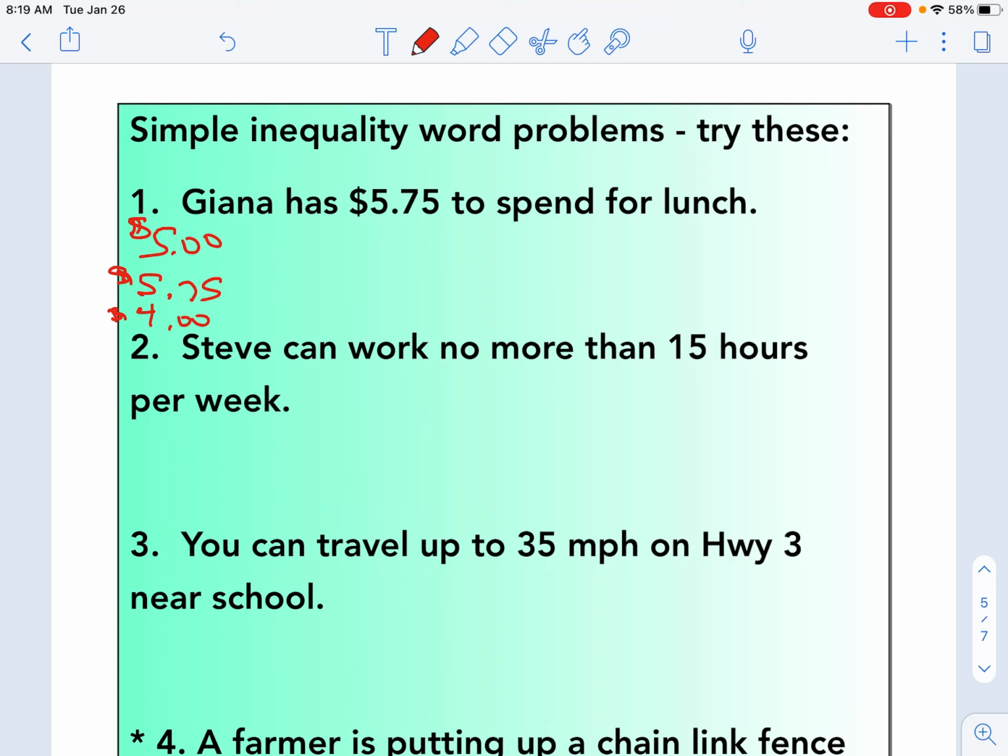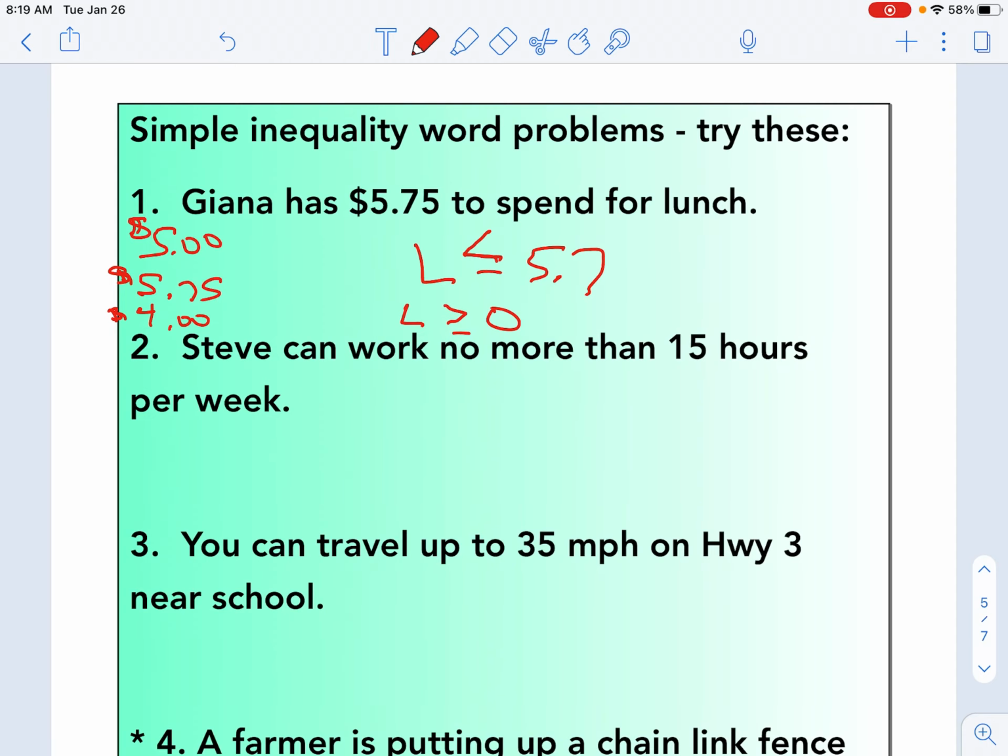But what we know is that how much she spends for lunch has to be equal to $5.75, or it has to be less than that. But we can't really have negative numbers. So really, her lunch also has to be greater than or equal to 0. She could choose to spend 0.